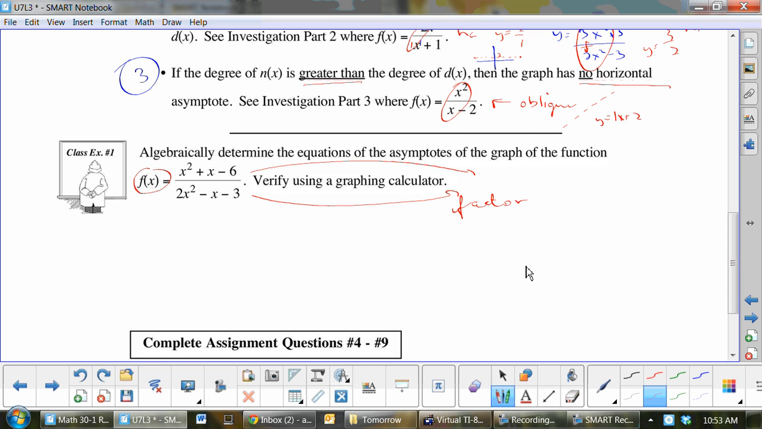So, the top, I'm looking for two things that add to give me 1 and multiply to give me negative 6. What would they be? Yeah, sorry, 3 and negative 2. Good. So this would factor to be x plus 3, x minus 2.